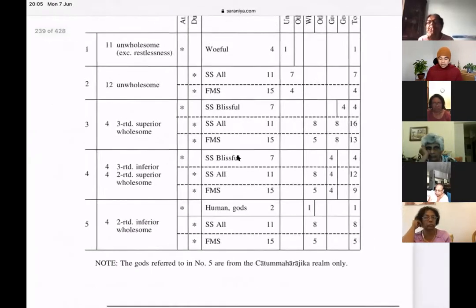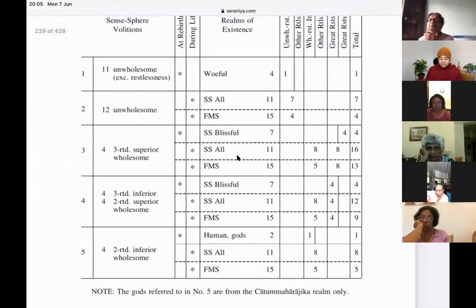Now, when we take the three-rooted inferior and the two-rooted superior, they are bound together because of this shared sense of weakness within that consciousness. Although the two-rooted superior wholesome might be named superior, it is still weak in comparison to the three-rooted superior.